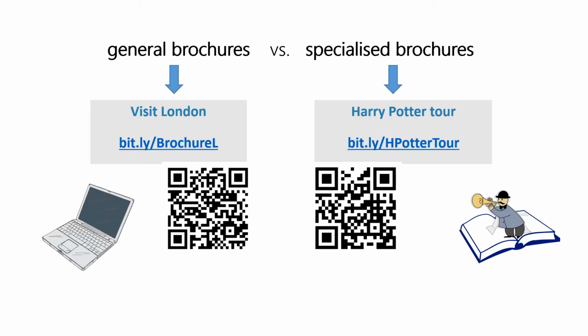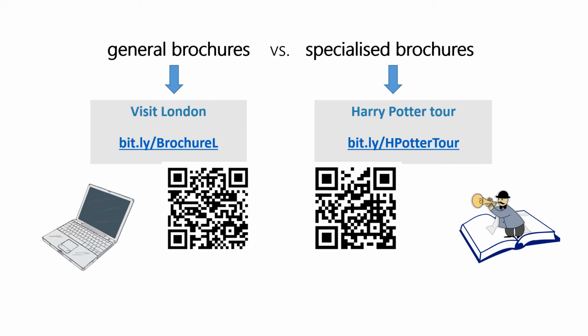There are two types of brochures, general and specialized. As the name says, general brochures provide some general information about the place, while specialized ones focus on a specific area, an excursion, an event, or a tour. There are examples for both of them. For general, it's bit.ly brochure L, and for specialized, bit.ly h-para-tour. Also, QR codes are there.